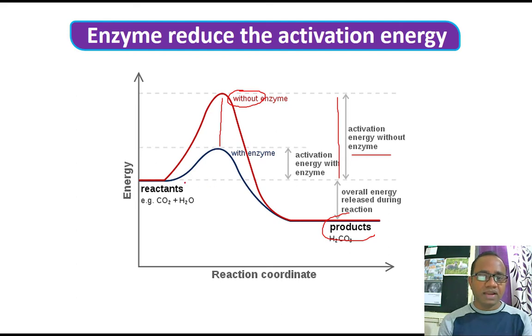What will happen when we add the enzyme? When we add the enzyme, actually they reduce the activation energy. That means the activation energy becomes less or reduced. Okay, so enzyme reduces the activation energy in order to produce the product. Okay, जितनी एक्टिवेशन एनर्जी कम होगी प्रोडक्ट उतने जल्दी प्रोड्यूस होगा.